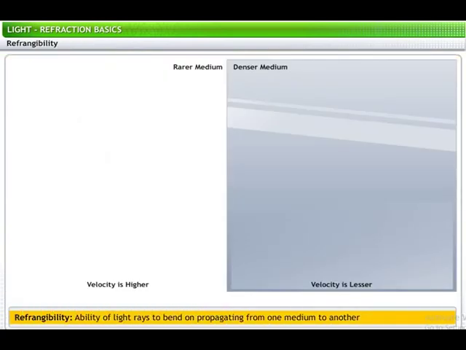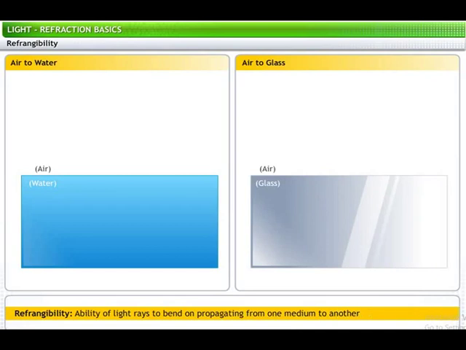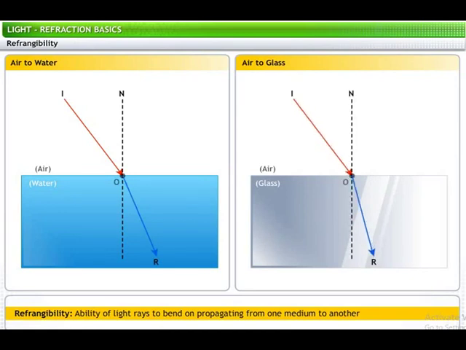The ability of light to bend when passing from one medium to another is called refrangibility. Let's compare two situations where we observe the bending of light: when light passes from air to water, and when light passes from air to glass. You can see that light bends or deviates differently in both cases. That is, the angle of refraction in both cases is different. The deviation of light depends upon the nature of the two media and the optical density of the two media. The optical density of a medium is determined by a property called refractive index.